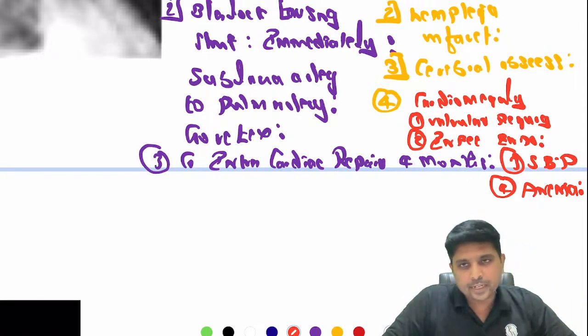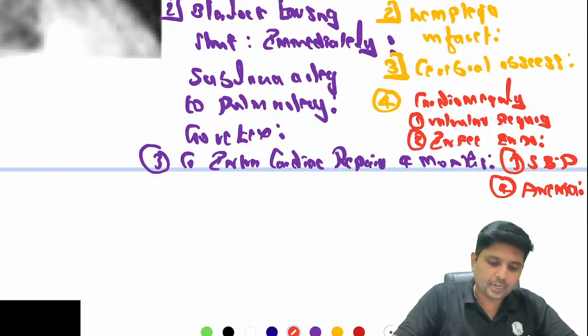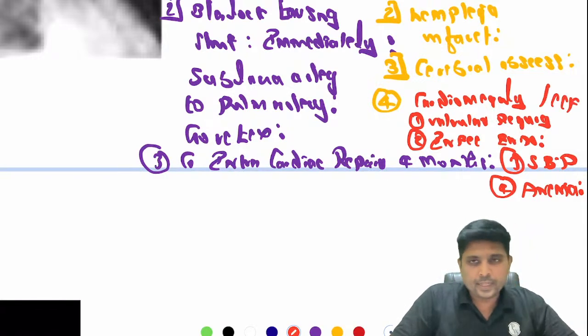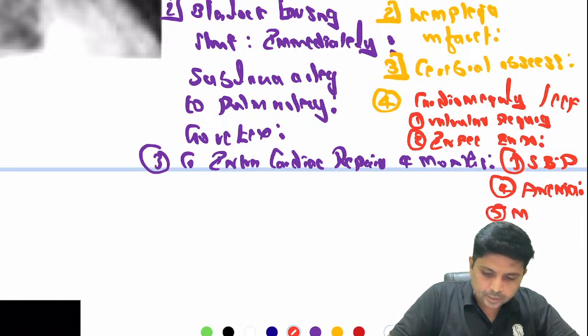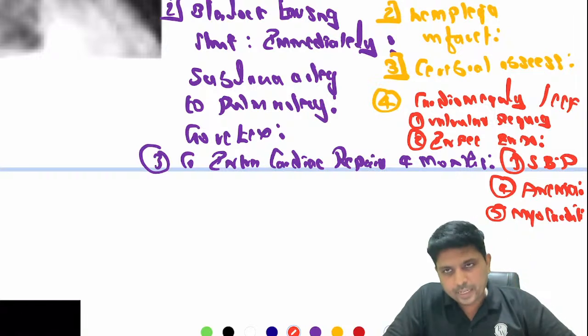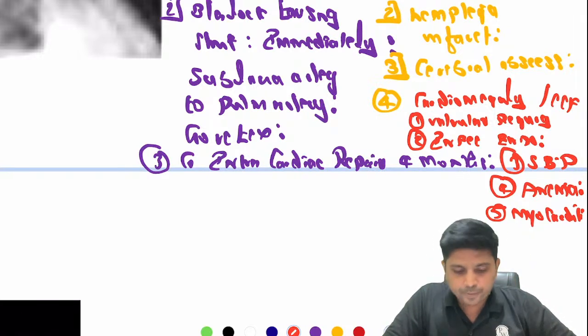If at all you get a cardiomegaly or congestive cardiac failure, there can be an endocarditis, myocarditis, valvular regurgitant lesion, systemic blood pressure, and anemia.